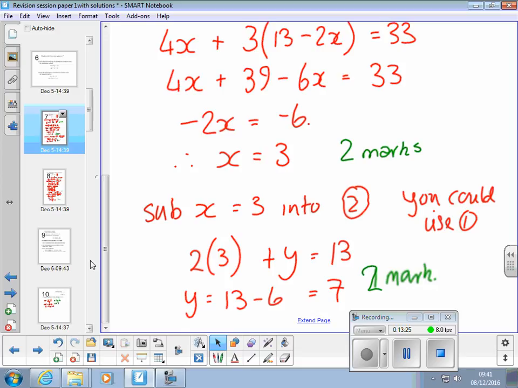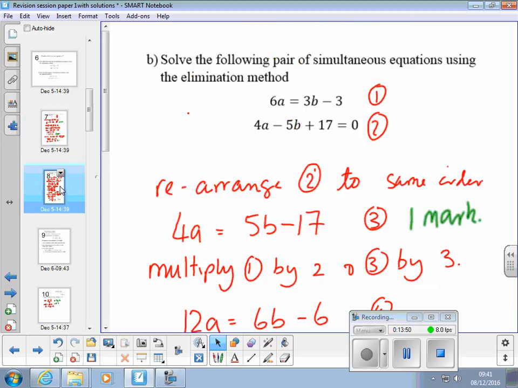So in this bit here, if your method up to a point is correct, but you get your calculation wrong and end up with the wrong final answer, you could get 1 mark. But there's 2 marks for getting those values of x and y in that situation. The second part of the question, part B: solve the following simultaneous equations using the elimination method.